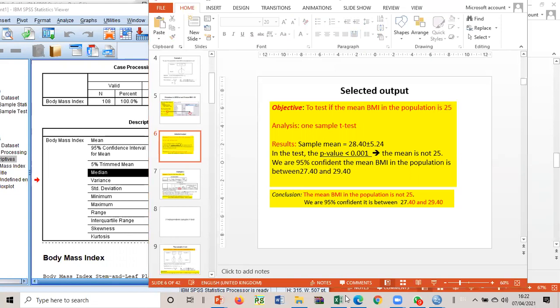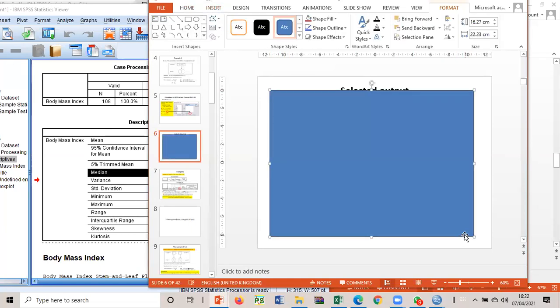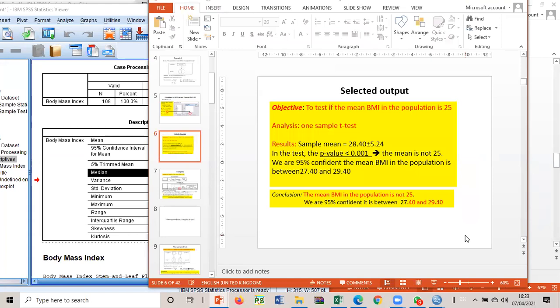Let's try one more person. Ankita, can you read what you've written? I wrote objective, to test if mean BMI in population is 25. Analysis, one sample t-test. Our results, sample mean is equal to 28.4 plus minus 5.24. In the test, p-value was less than 0.01. This implies mean is not 25.